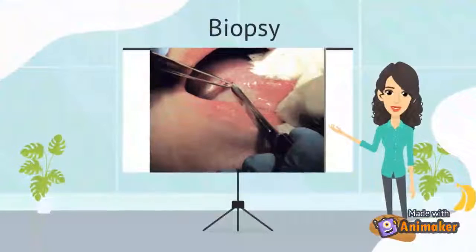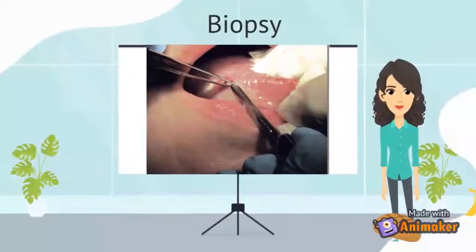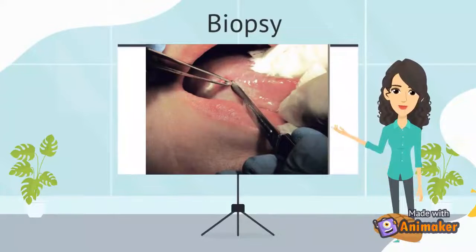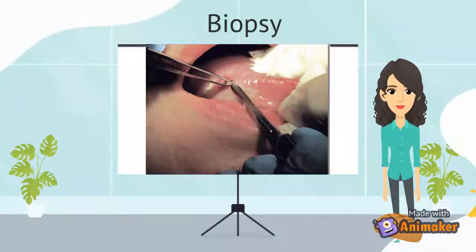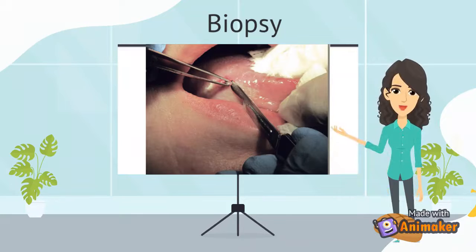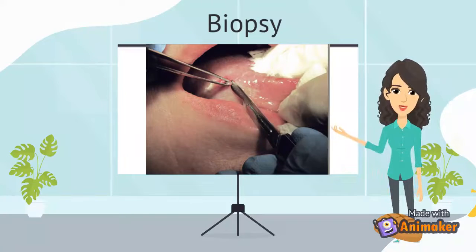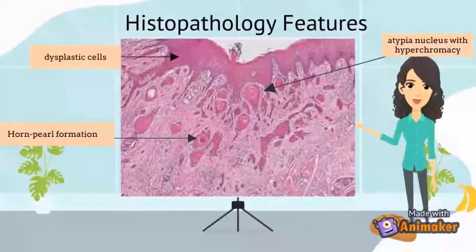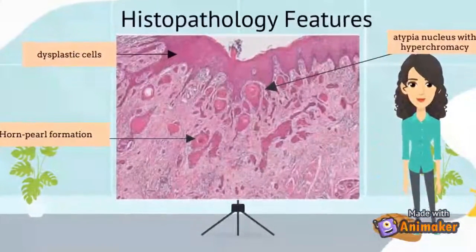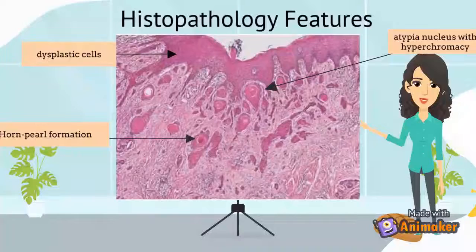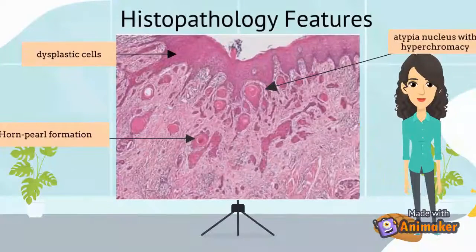Biopsy. A biopsy is a mandatory procedure performed on patients with suspected carcinoma, including SCC. A biopsy is a small tissue sample sent to the lab to be examined with a microscope, HPA. Dysplastic and atypical cells with hyperchromasia are seen in several horn pearl formations, and based on a wider class, it is quite well differentiated.